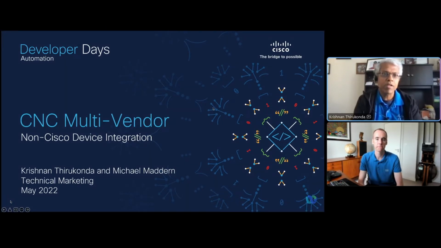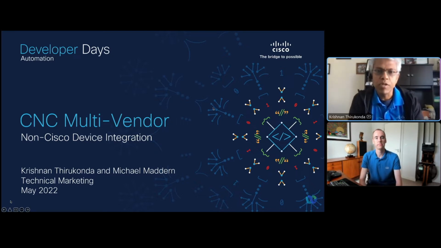A little bit of introduction. My name is Krishnan Thirakonda. I am a technical marketing engineer in the mass scale infrastructure group in Cisco, and I'm joined by my colleague, Michael Madern, who is also a TME in the same team. We focus on automation solutions for large-scale customers in what is called the mass scale infrastructure group in Cisco. So let's get started.